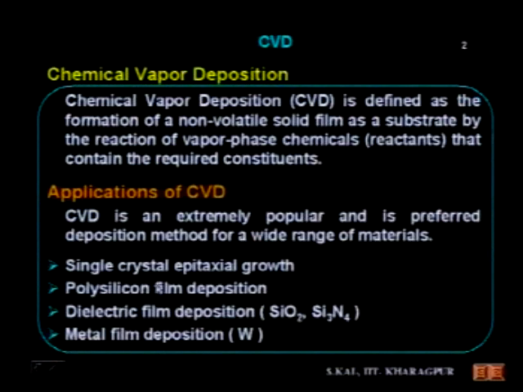Out of these four applications, single crystal epitaxial growth we have studied in detail in the last chapter. Here, we will also mention some of the CVD techniques, particularly UHV CVD, which is ultra high vacuum chemical vapor deposition, and metallo-organic CVD, or MOCVD. Those CVD techniques produce single crystal epitaxial films, and they are very popular in heteroepitaxial processes for the growth of silicon germanium or for the growth of 3-5 or 2-6 semiconductor materials. UHV-CVD and MOCVD are highly popular. Other than those two techniques, polysilicon film deposition, and oxide and nitride formation by CVD are very popular.